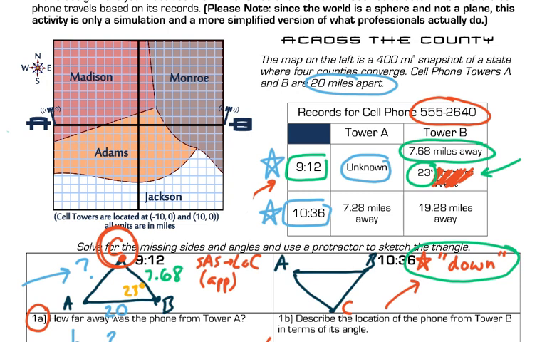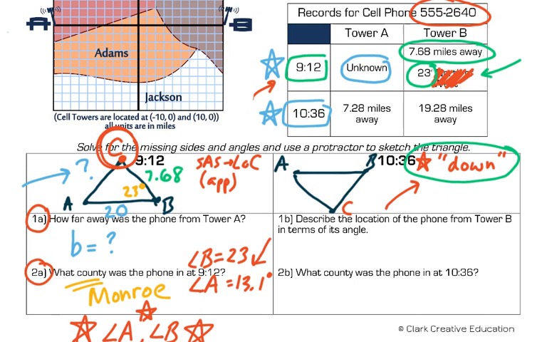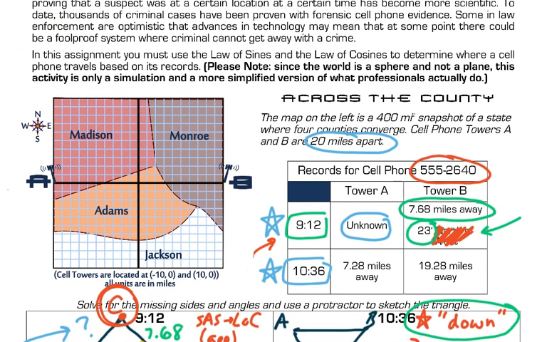Okay, you're going to solve it in the same steps. Fill in the sides, use your triangle solver to answer 1b. What is cell tower B's angle? And then to answer 2b, you're going to need angle A as well using the triangle solver. And then go back up here and use your protractor app and lay it down.